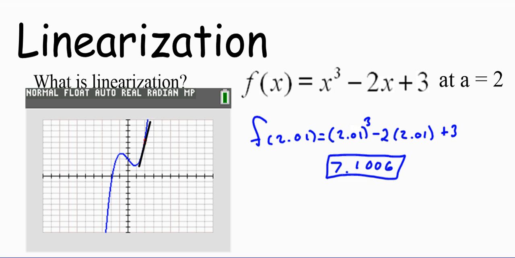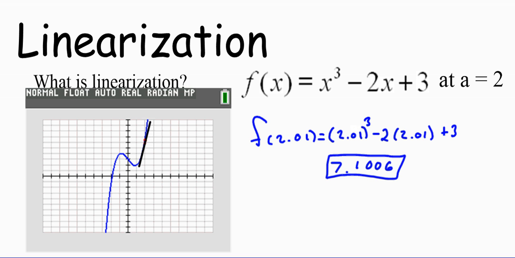So just to illustrate this fact, what we're going to do is I'm going to actually solve and approximate this using linearization, which is using a tangent line. So I'm going to find this tangent line. And we're going to center this around a value close to 2.01, and that value is going to equal 2. So right here, I'm going to go and solve this.